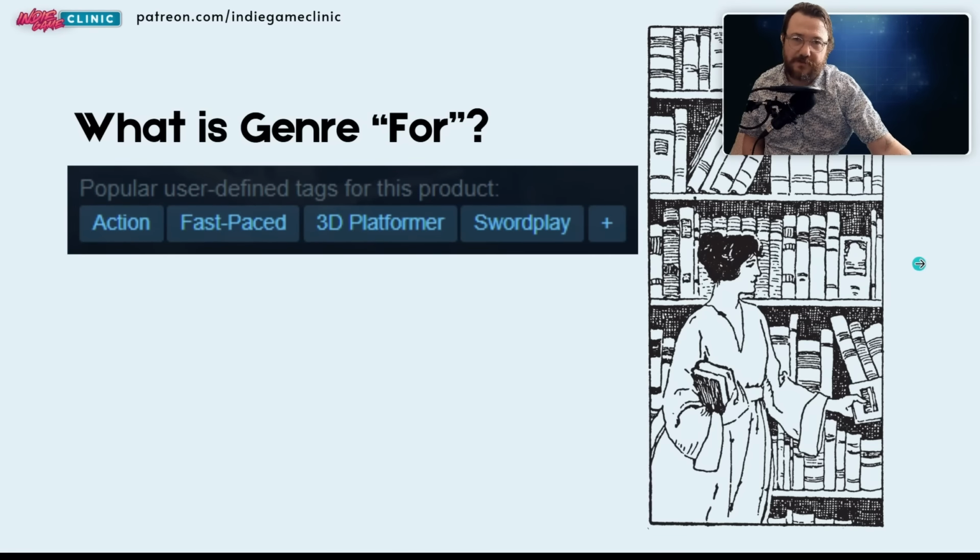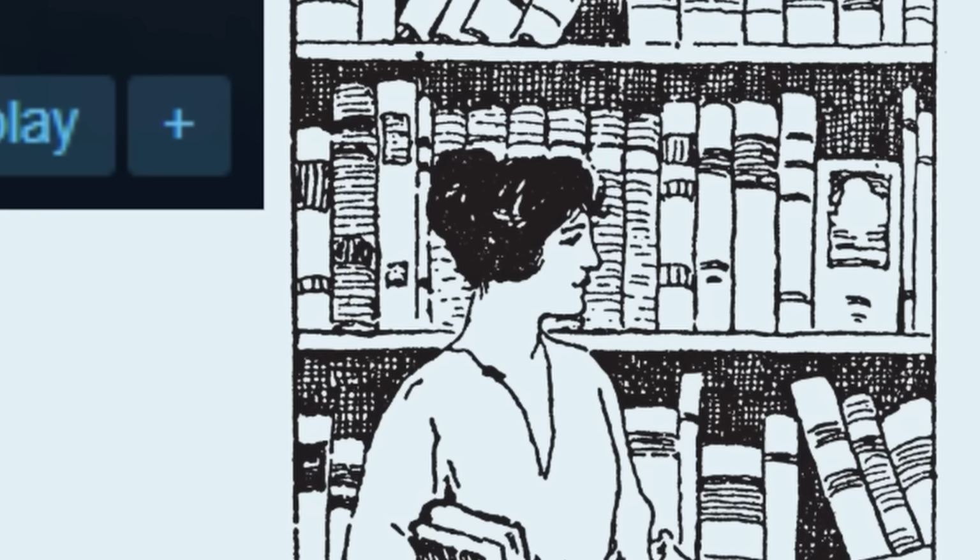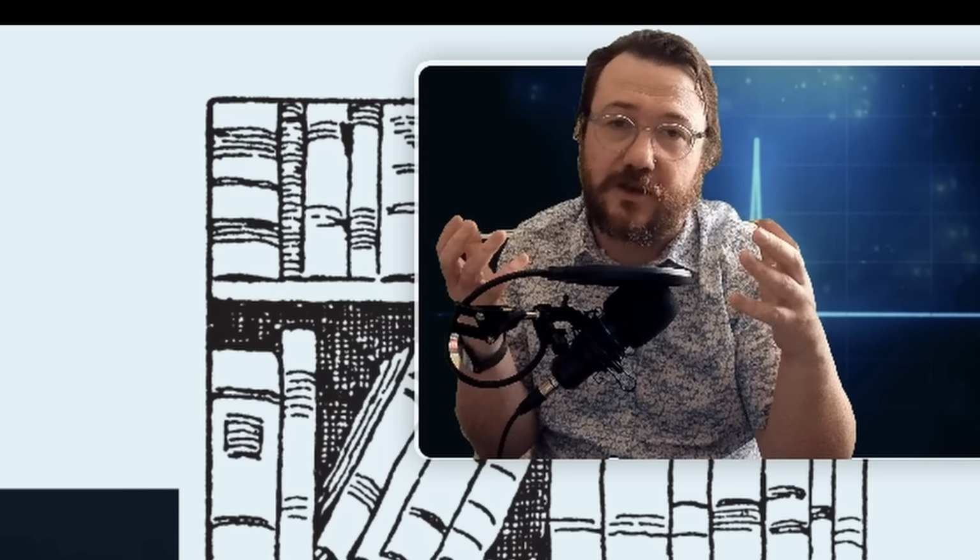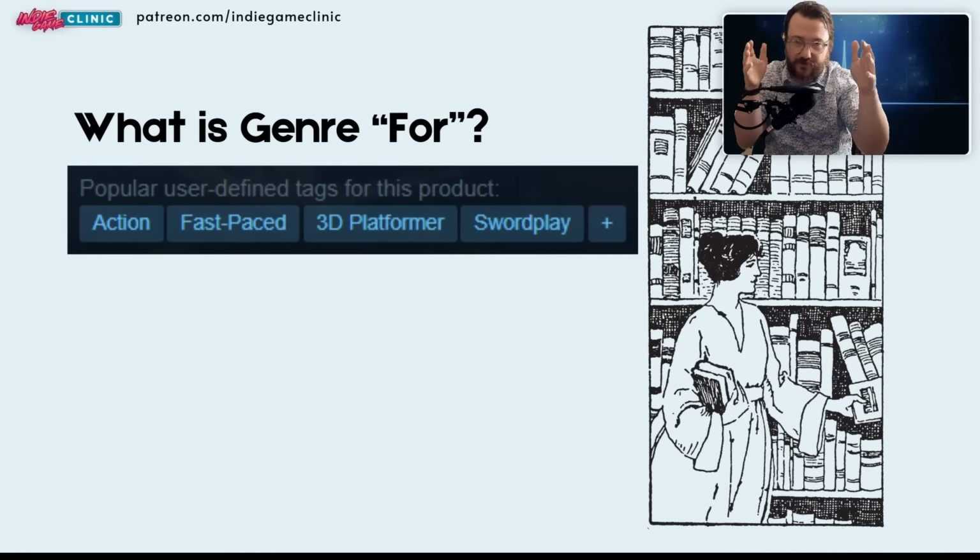So when we think about genre and what it's for, we often think of it in terms of consumers trying to identify the things they like. So you go into a bookshop and you know you like horror, and because horror is a recognized category of books, they can have a horror section and you can go over there and find what you want in the horror section, right? On Steam, we have tags, which are a lot broader than the concept of genre.